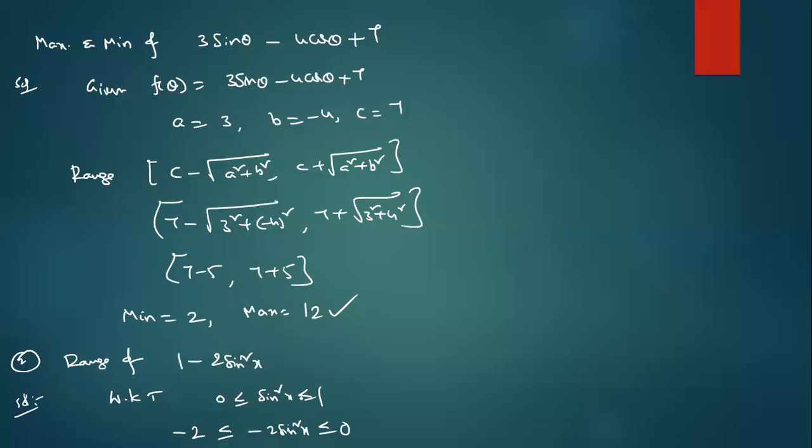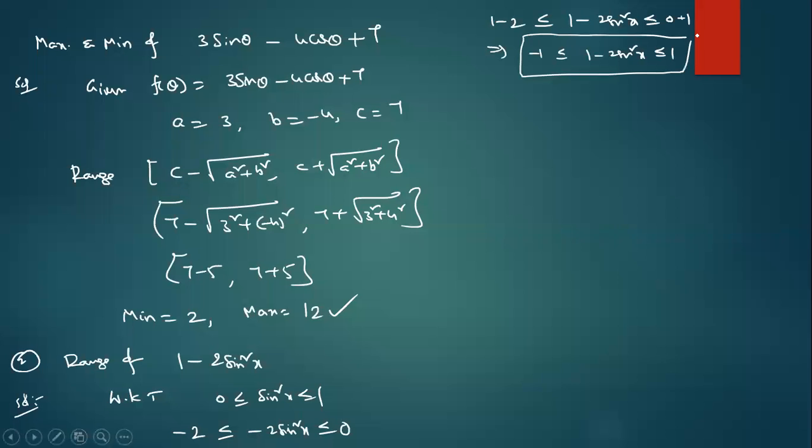Whenever you are multiplying with a minus, the inequalities interchange, I think all of you know. 2 less than 3. Multiply with minus means what? Minus 3 less than minus 2. But in this case, 1 is there in the function. Just add 1 on both sides. So 1 minus 2 less than or equal to. So what is the answer? Minus 1. That is the answer.